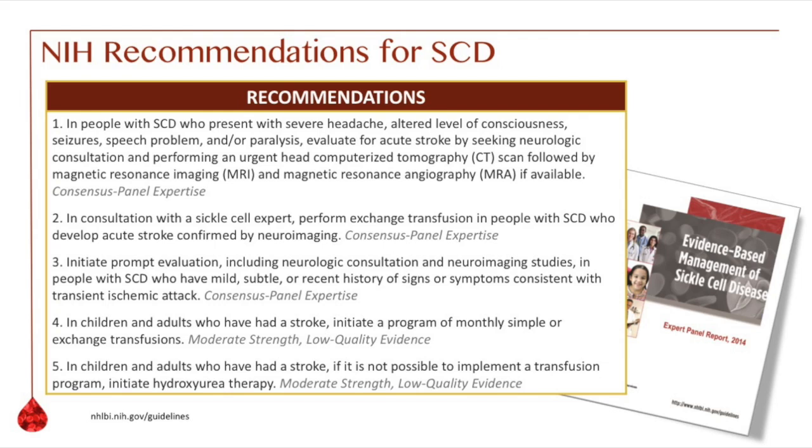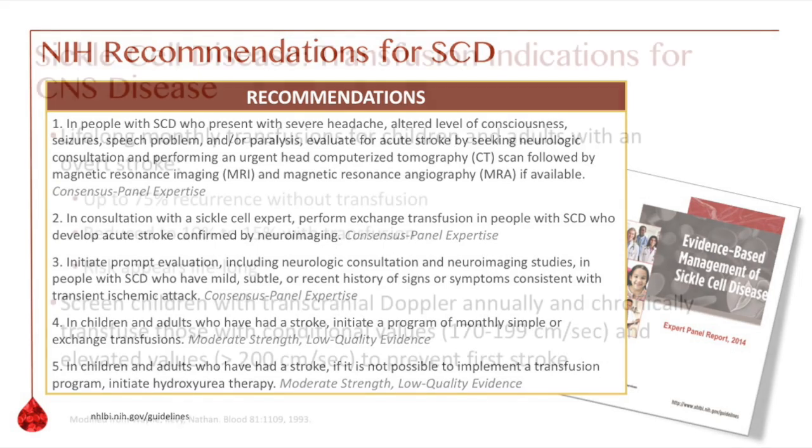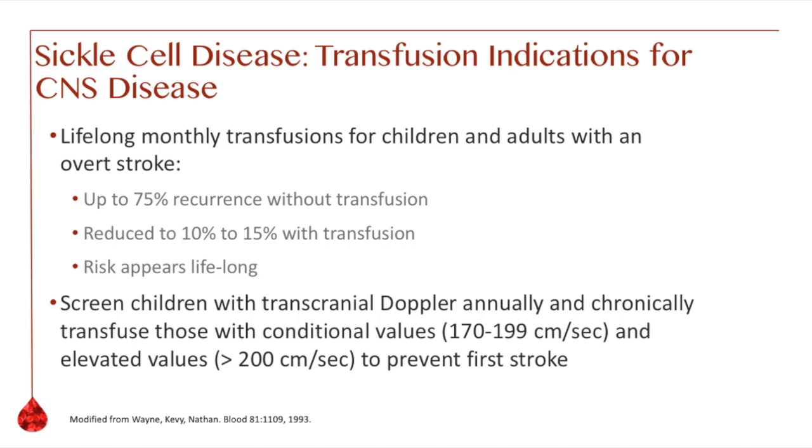There are no randomized trials in adults and very little literature to guide management of adult sickle cell patients with a history of stroke. The NIH expert panel recommends chronic monthly transfusion for children and adults who have had an overt stroke. This is based on a large number of studies that show high risk of recurrence of up to 75% and a reduction to 10 to 15% with chronic transfusion.